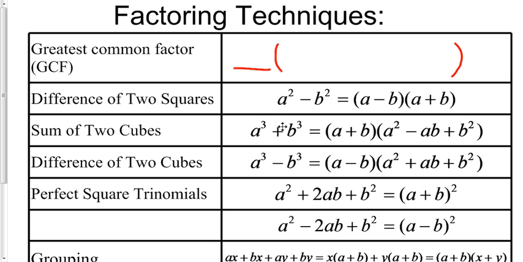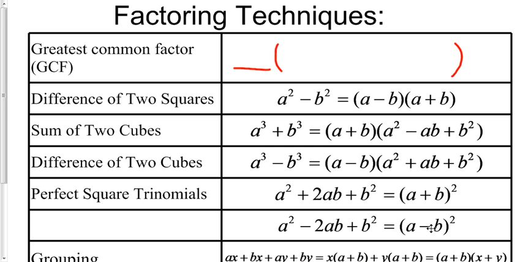These are some new formulas. The sum of two cubes. If you add a cubed plus b cubed, you can actually factor it into two factors. Or the difference of two cubes. Here's your formula. Perfect square trinomials are the trinomials that factor into two identical factors. So instead of writing a plus b times a plus b, you can write it as a plus b to the second power, or same thing here.